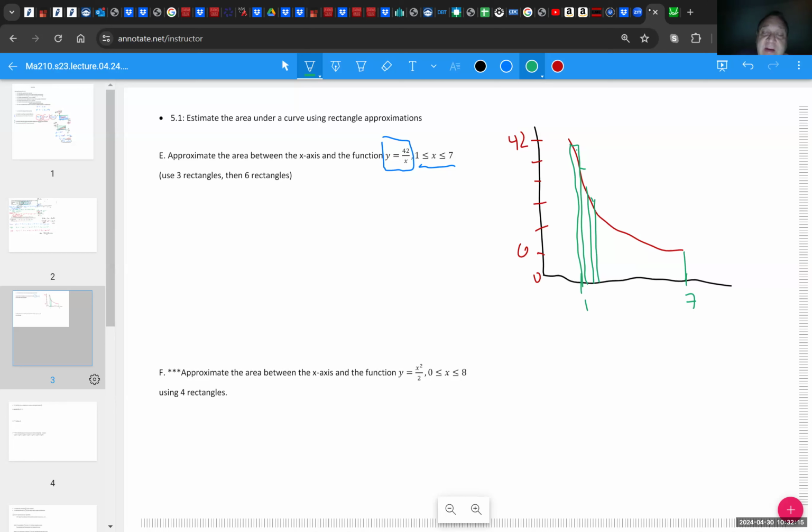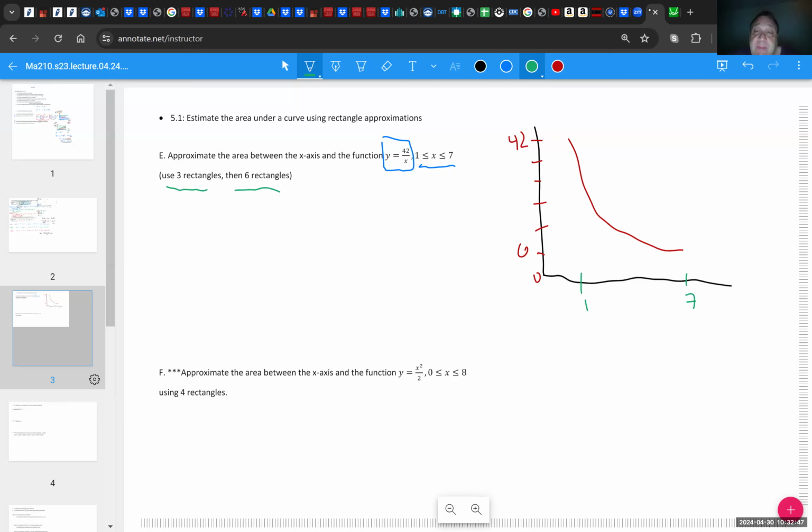We're not going to go into that level of detail at this point. I'm just going to show you how to find or approximate the area using rectangles. And then in a later section, we'll get a little more sophisticated with how do we minimize this error? How can we find the exact area? That kind of thing. This does actually say use 3 rectangles and then use 6 rectangles. So we're going to do this problem twice.